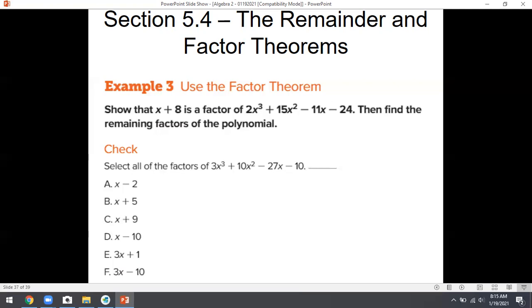What if it crossed at 7? Could you tell me a factor that would go into it then? x minus 7, right? What if it crossed at -4? x plus 4 would go into it. That is huge. That's how you're going to start every dang problem. You got nothing to go off of? Go graph it, find a 0, and now you have a factor.